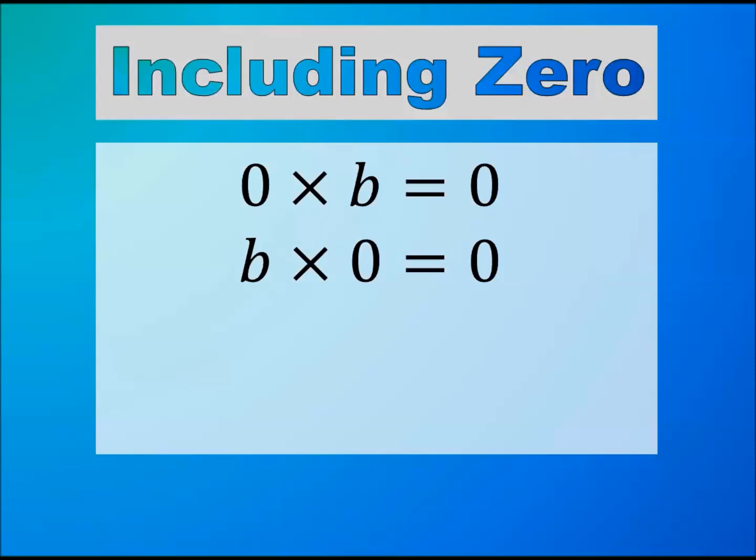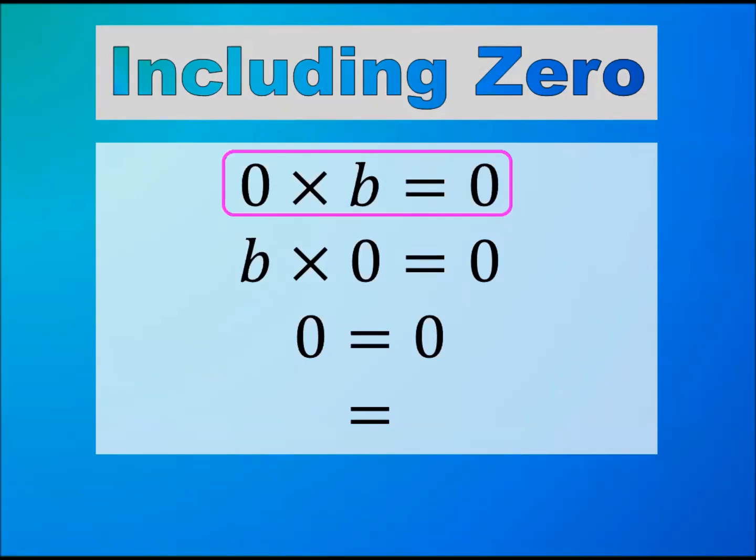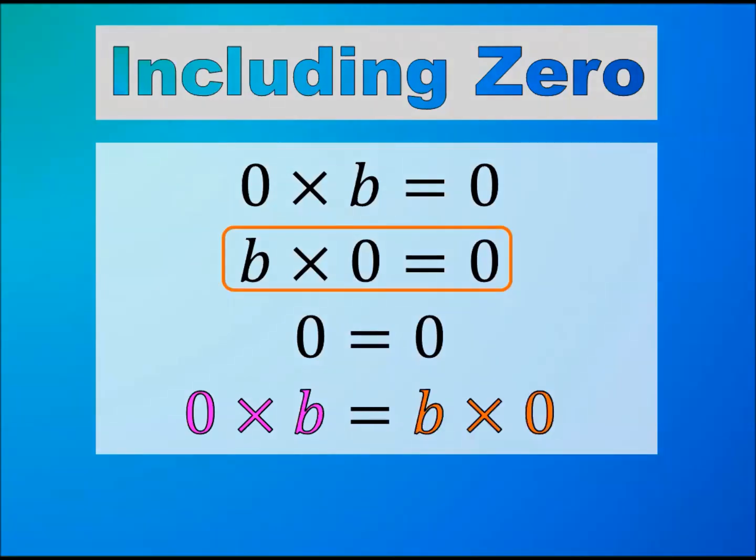So now we know that 0 times b is equal to 0. b times 0 is equal to 0. We also know that 0 is equal to 0. We have one more equation left. Let's substitute the 0 from the left side with the first equation. So that becomes 0 times b. Let's substitute the 0 on the right side with the second equation. That becomes b times 0. So 0 times b is equal to b times 0.